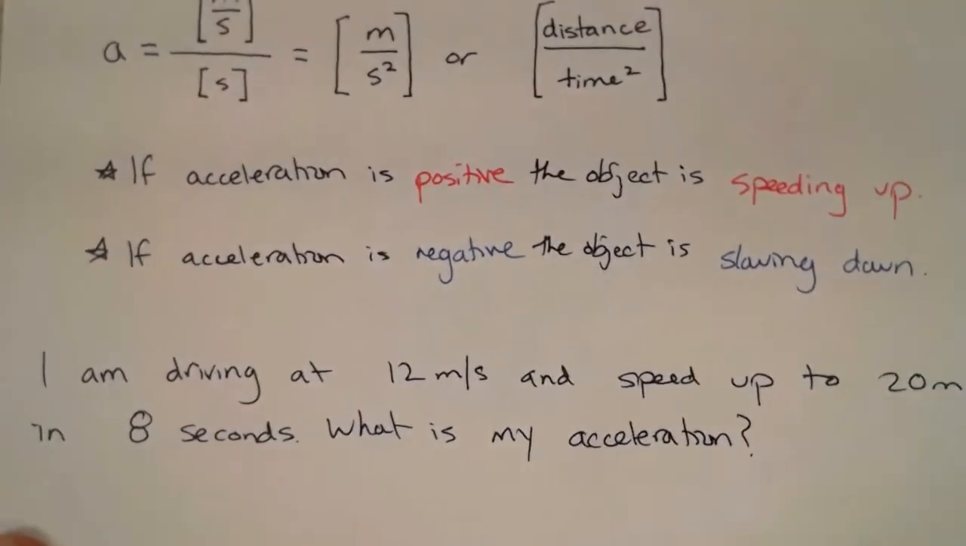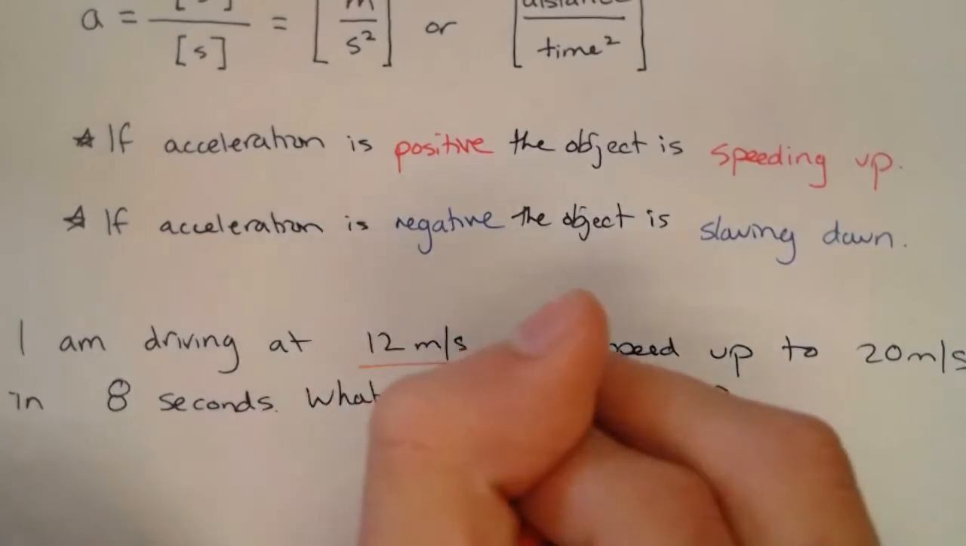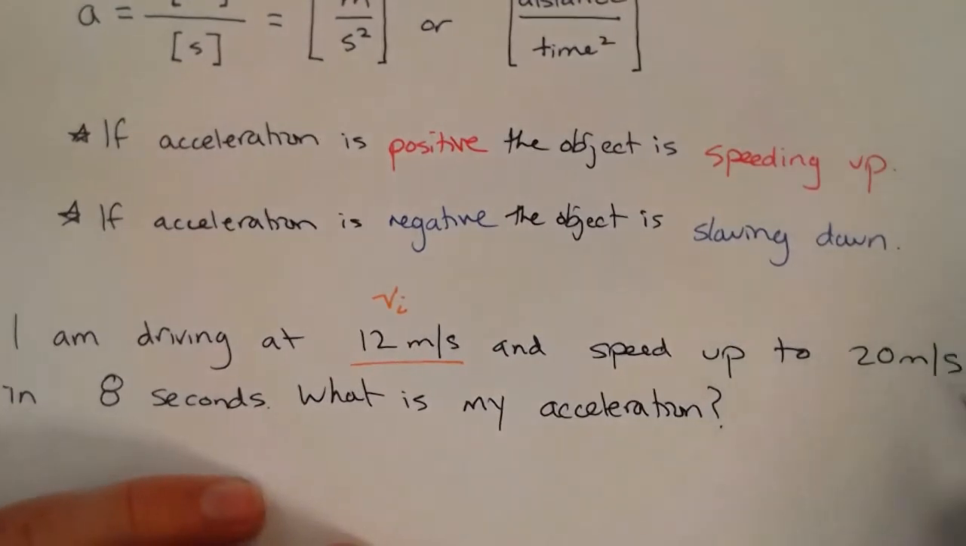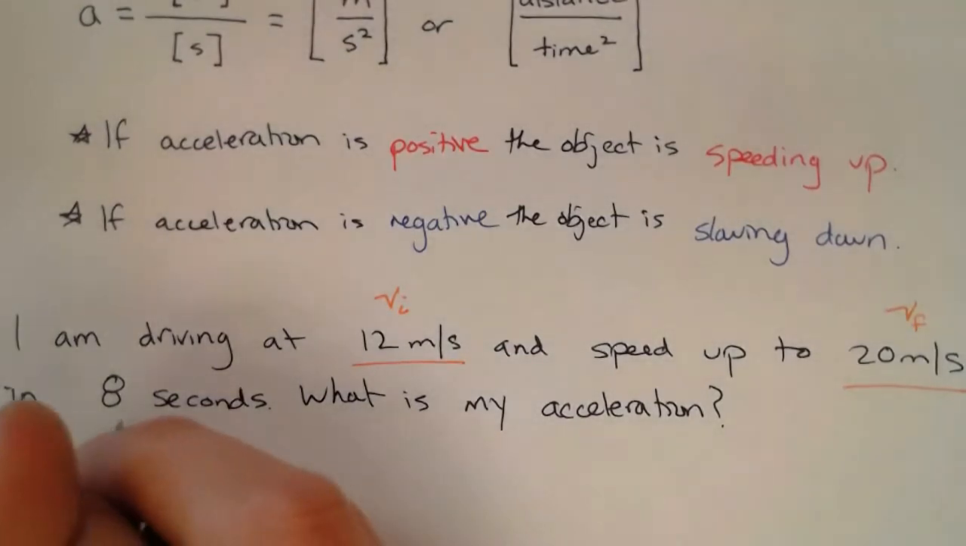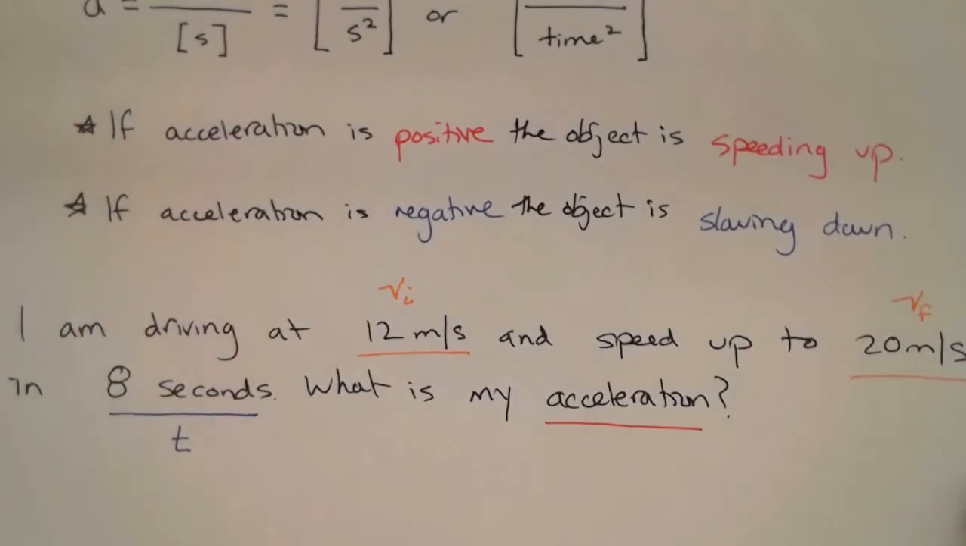All right, so what is my acceleration? Well, first thing I want to do is I want to identify what I know. So here's what I know. My velocity that I start with is 12 meters per second. My velocity that I finish with is 20 meters per second. My time is 8 seconds. And I need to know what is my acceleration. So let's make a prediction right up front. What will the sign or the direction of my acceleration be? Positive or negative? So make a prediction to yourself right now. Is it going to be positive or negative?